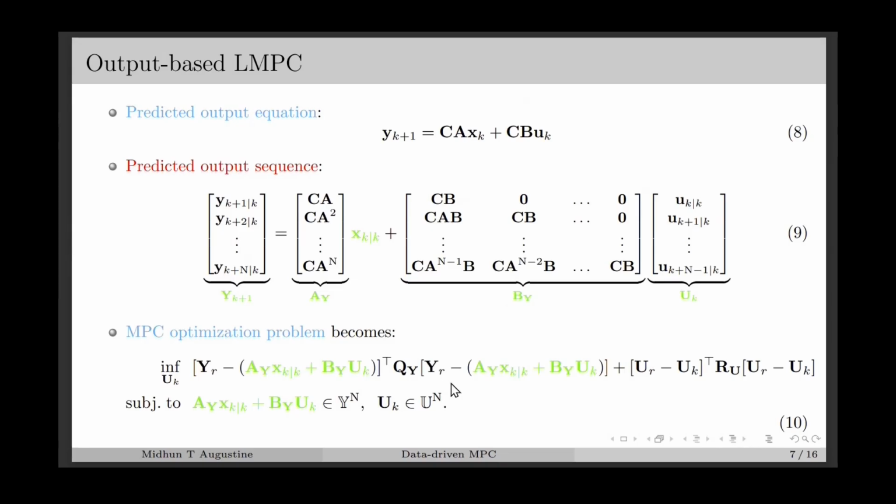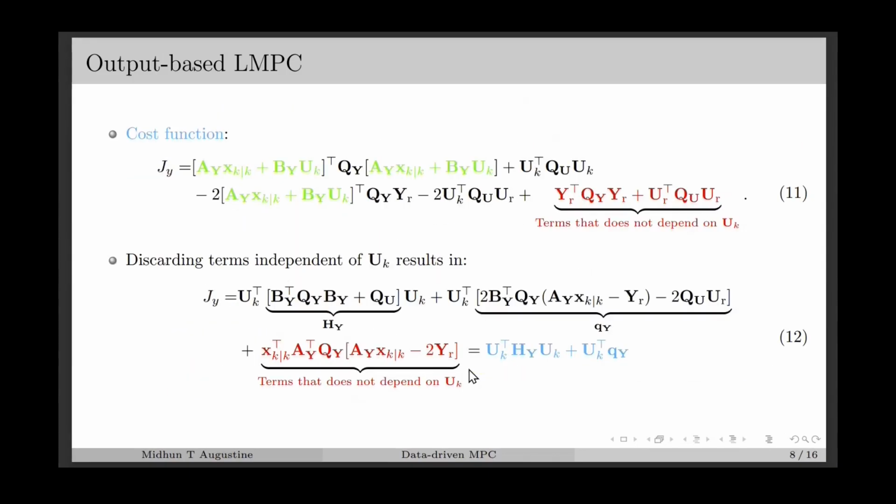Now this optimization problem can be reformulated as a standard quadratic programming problem, and for that we can expand and rearrange these terms, which will be coming up next. So here we have expanded the cost function from the previous slide, and we can also discard the term that does not depend on UK, which is shown in red color. Then we can rearrange these terms as in equation 12, which gives us the cost function JY as UK transpose HY UK plus UK transpose QY, where HY will be this matrix and QY will be this vector.